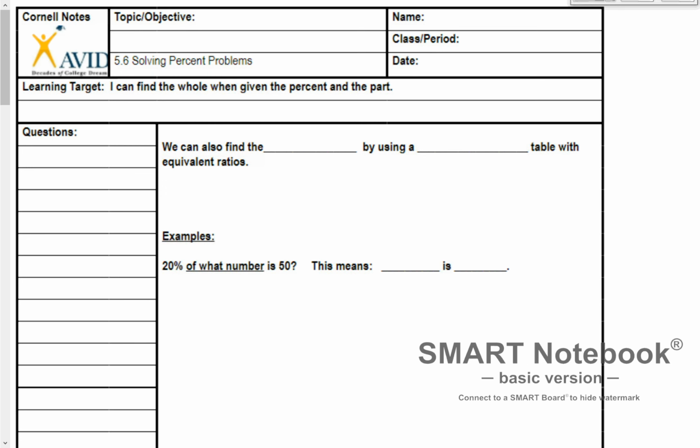All right, today I'm going to show you another way that we can solve the percent problem of missing the whole. Please excuse my handwriting because I don't have my pen at home with me right now, so I'm going to have to write it with my finger, which in the past when I've done that is just super messy.